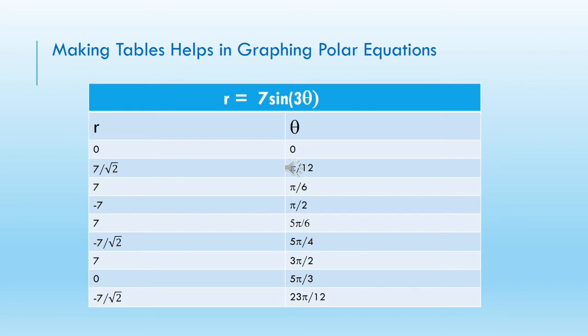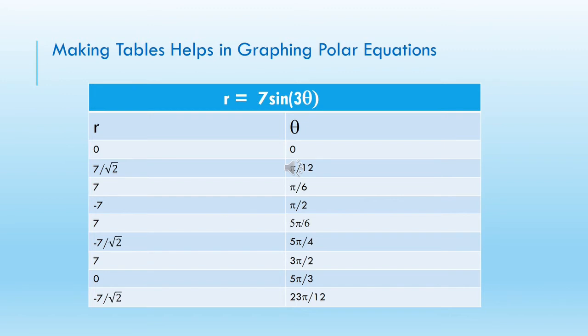You can estimate what that value is. That value is approximately 4.94, so a little bit less than 5. If I plug in pi over 6, 3 times pi over 6 would be equivalent to pi over 2. Sine is 1 at pi over 2, so 7 times 1 is 7, so my radius is 7 when I plug in pi over 6. When I plug in pi over 2, I get sine of 3 times pi over 2, which is negative 1, and so the radius is negative 1 when I plug in the angle pi over 2.